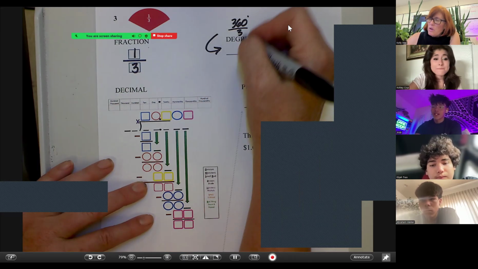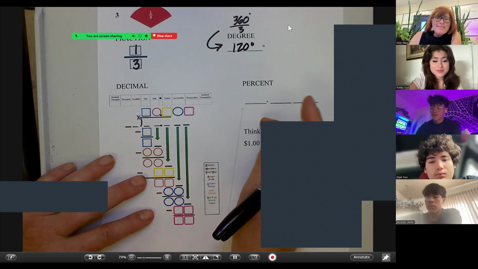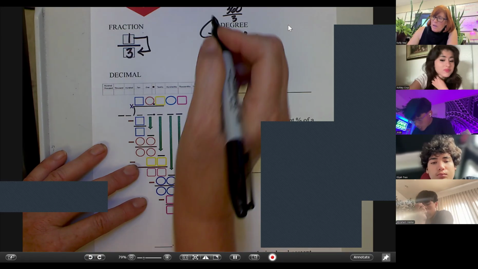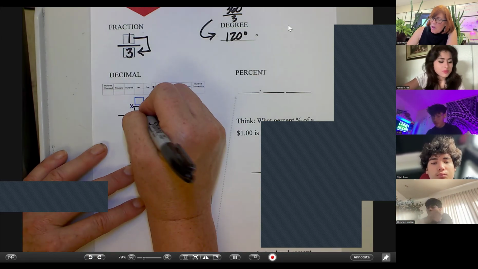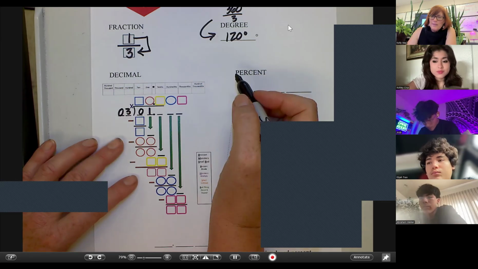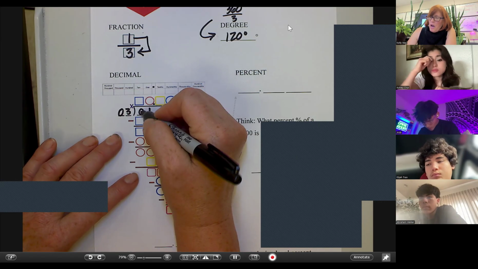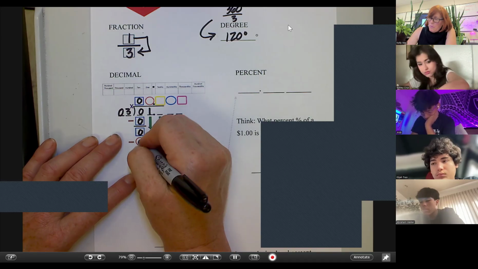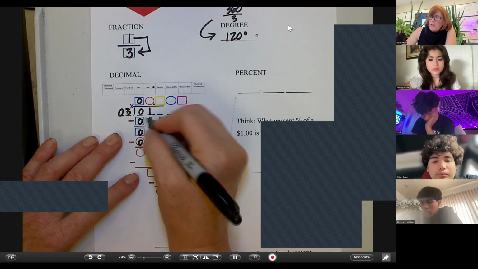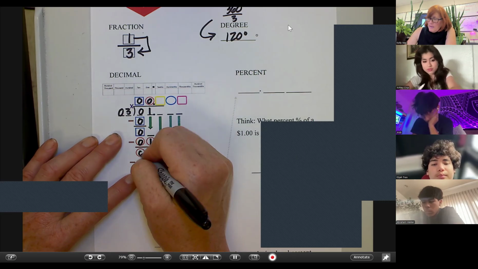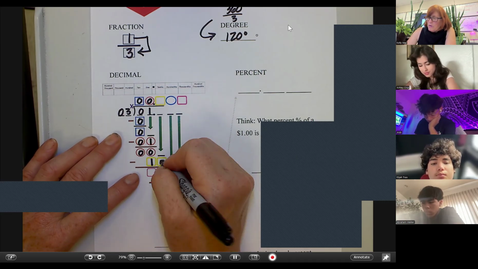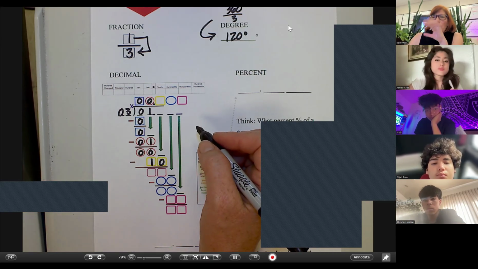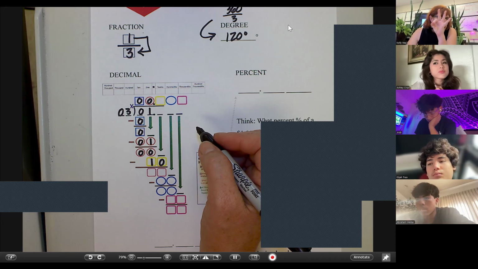So this one's going to be 120 degrees. And then we're going to take 1 and divide by 3 to get our decimal. So we have 0, 1, and 0, 3. 3 does not go into 0, so we put a 0 there. Bring down your 1. 3 does not go into 1. We bring down that 1 again. Bring down another 0. Question's going to be, how many 3s go into 10? I'll give you 5 seconds, and I'm calling on you guys since we can't chat.